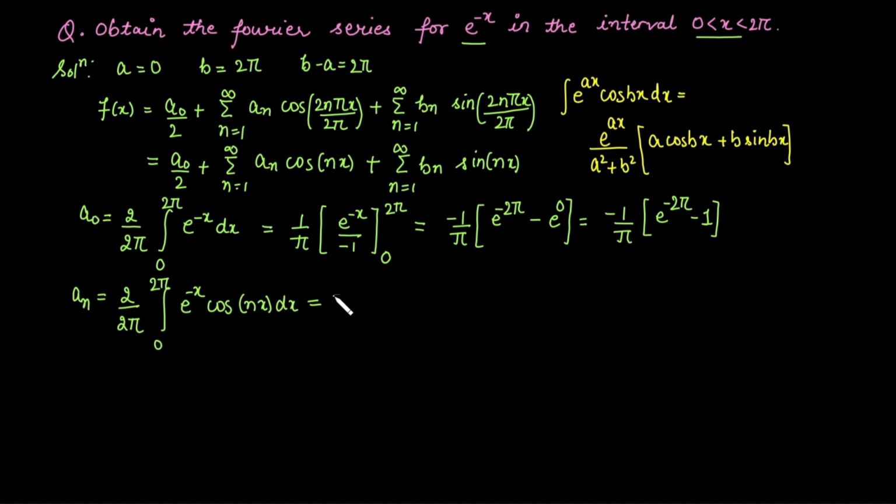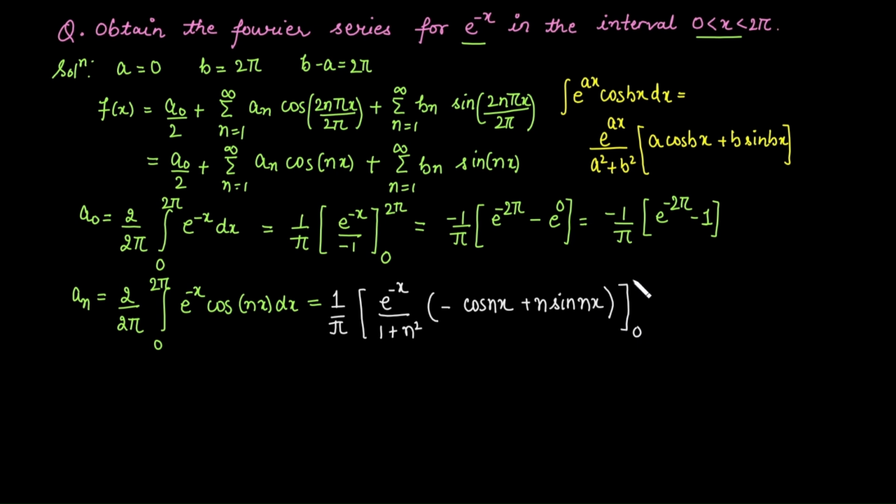We have 1 upon pi, e raised to power minus x upon minus 1 square is 1 plus coefficient of x in this case is n, so we need to take its square, into minus cos of nx plus n times sine of nx.